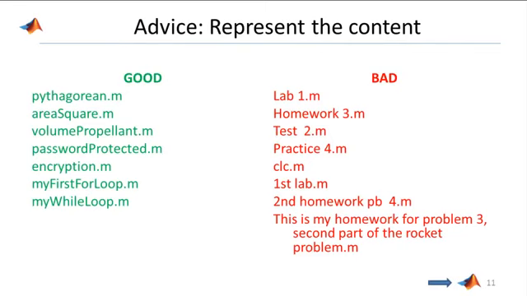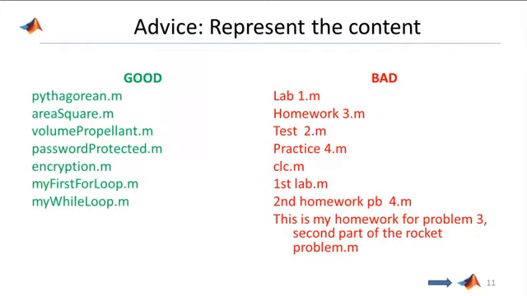Also, a good advice is to represent the content. The list on the left gives us immediately an idea of what the file is about. Area of a square, volume of propellant, password protected, encryption. The list on the right, however, you have no clue. So always try to represent the content.